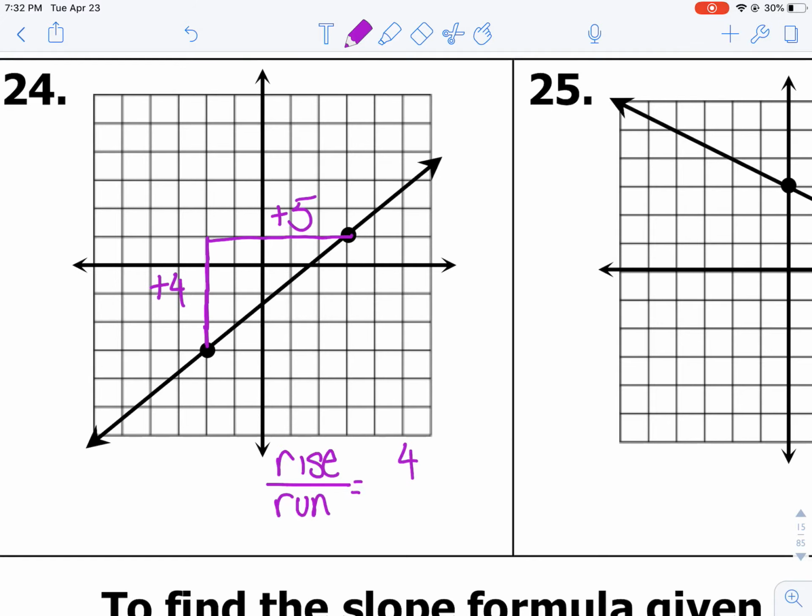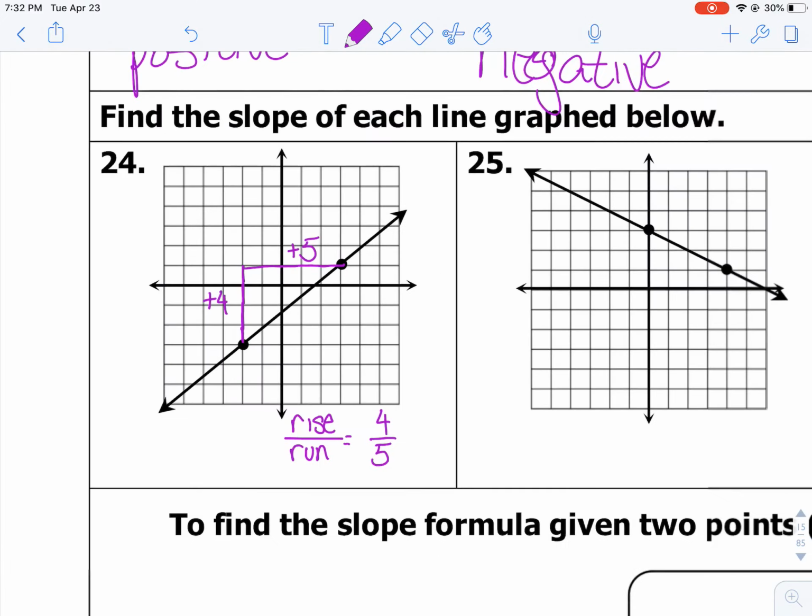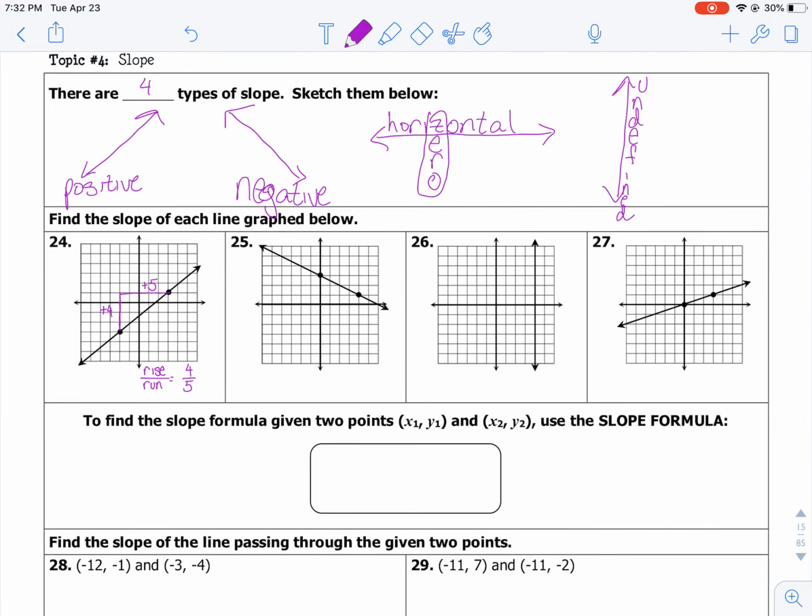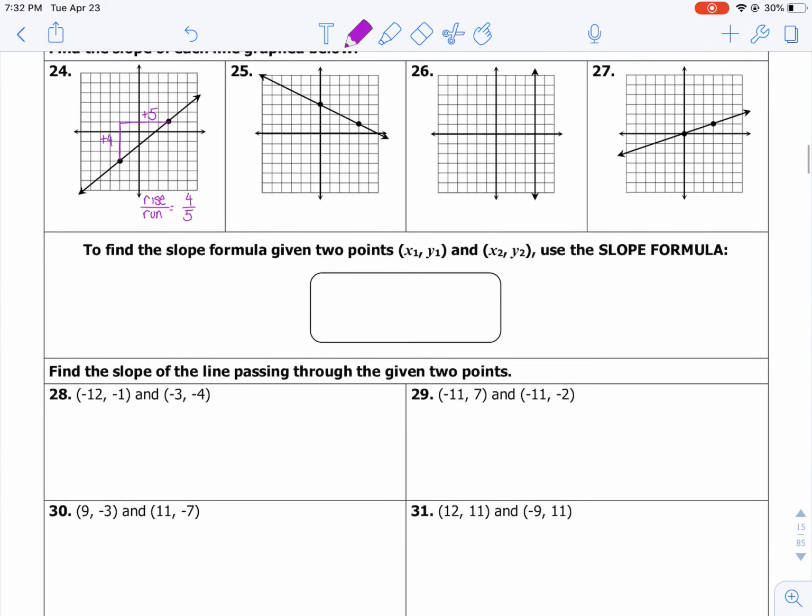over our run, which is 4 to 5. Okay? You can pause the video and practice those slopes if you would like to. I will be walking around and checking as you work. If you feel like you're golden on that, let's keep on going.